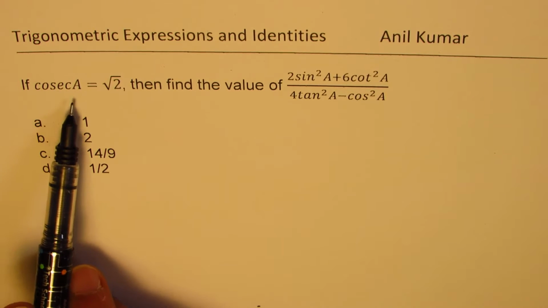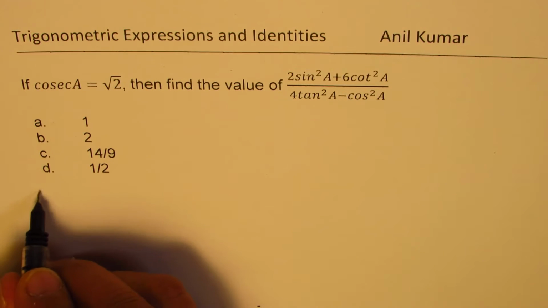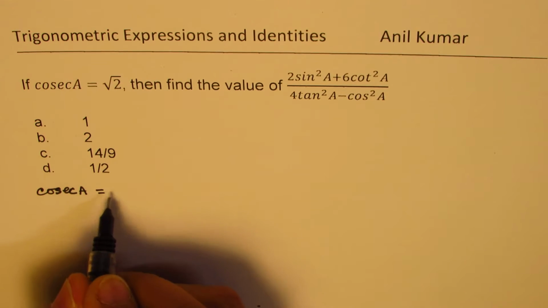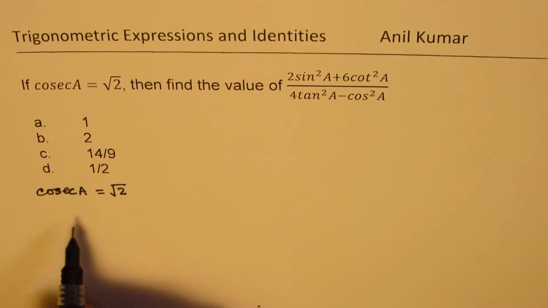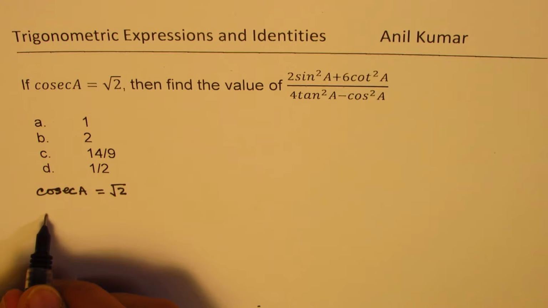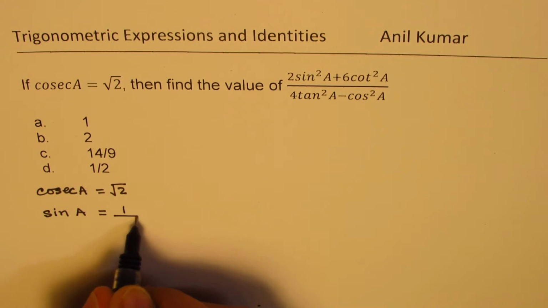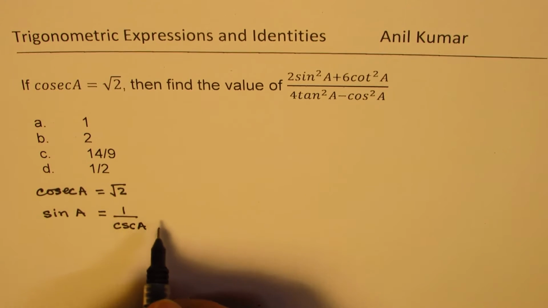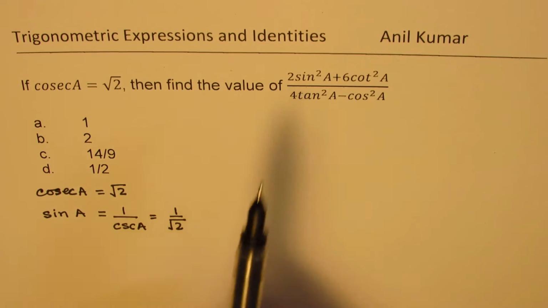So we are given cosecant A as square root 2. We need to evaluate all this. So what is cosecant A? Well, cosecant A, given to us as square root 2, can also be written as 1 over sine A, right? So that means from here we can find what sine A is. Sine A is 1 over square root 2, right? So we know what sine A is.